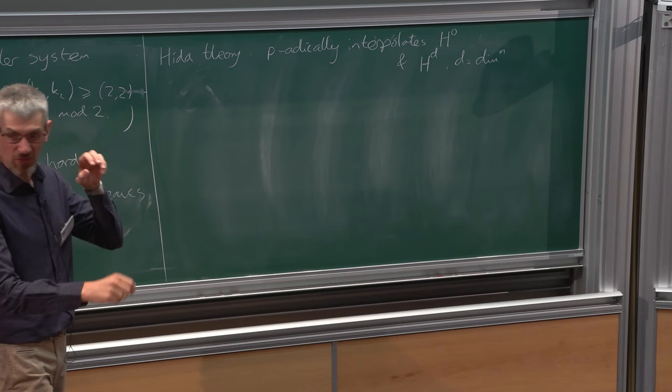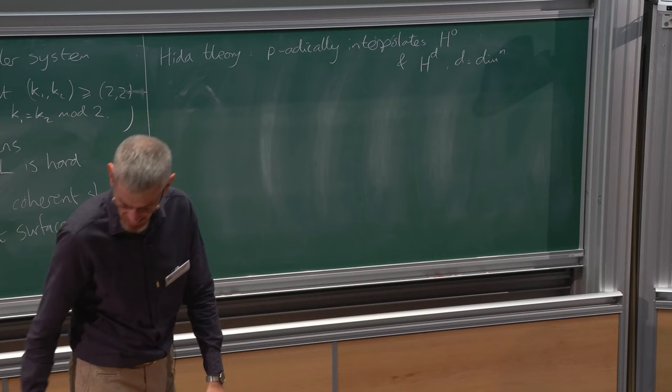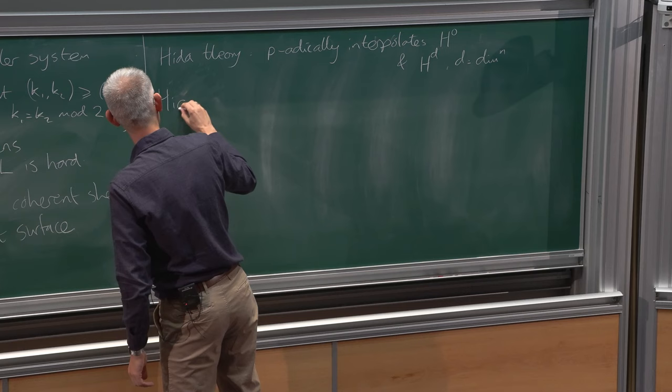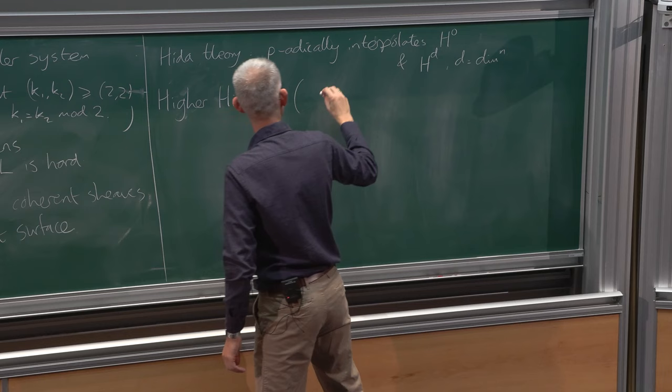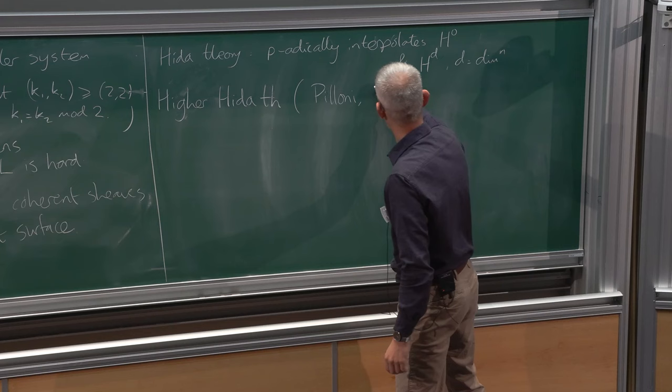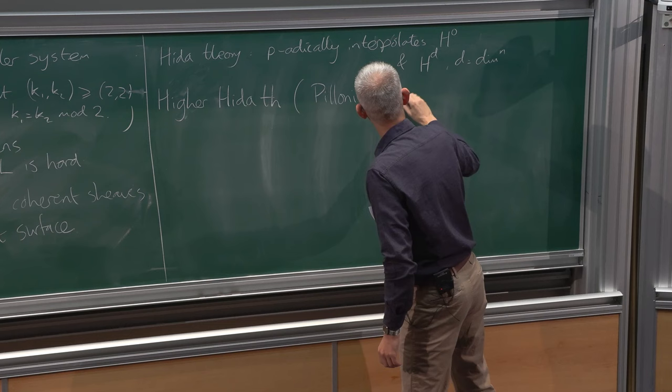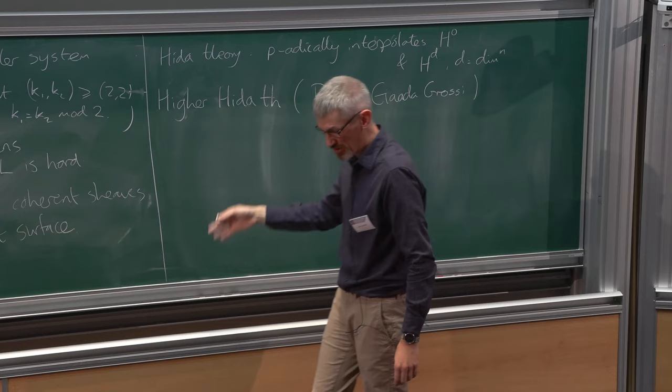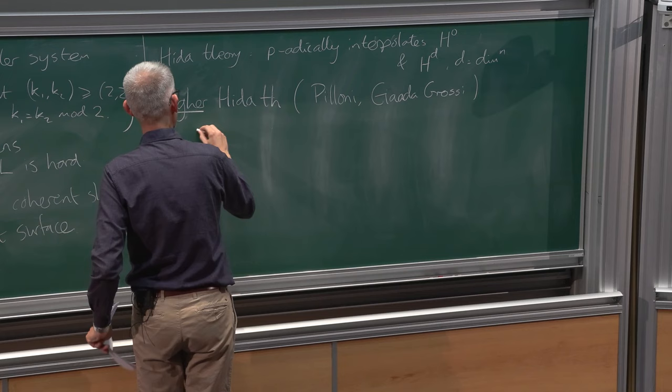In the Rankin-Selberg case, you can take one thing in the top degree and one thing in the bottom, and tensor them together. But here we have no such structure. So it was only much, much later that higher Hida theory came along, which was originally developed by Pilloni. And this particular case of Hilbert modular varieties was worked out by my colleague Giada Grossi, who's going to be my co-author on the next few things I'm going to write down. And this gets at the H1.